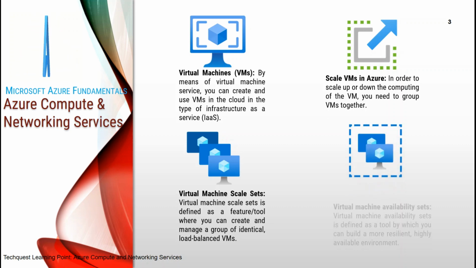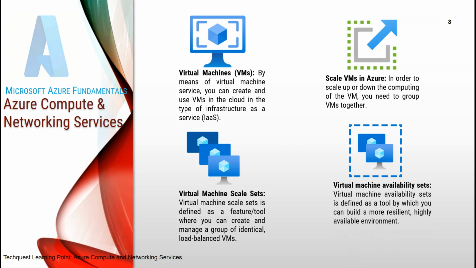Virtual machine availability sets. Virtual machine availability sets are defined as a tool by which you can build a more resilient, high availability environment. Availability sets are designed to ensure that VMs stagger updates and have varied power and network connectivity, preventing you from losing all your VMs with a single network or power failure.